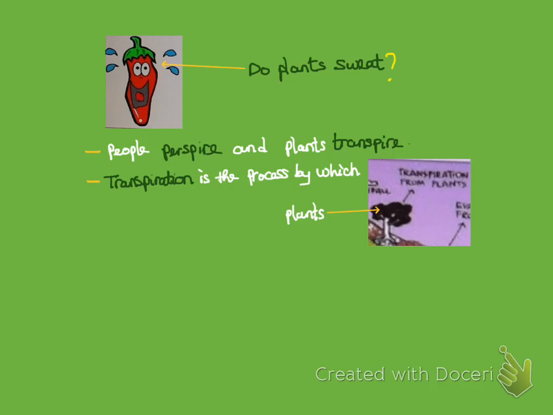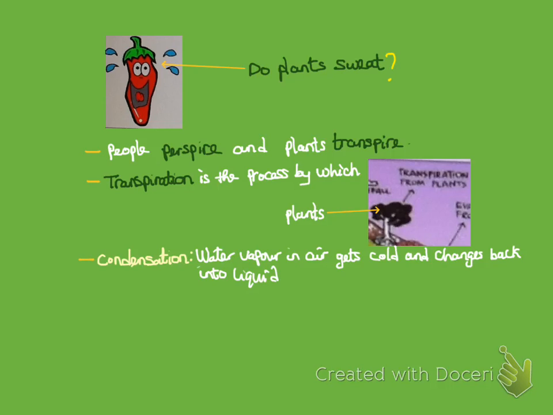The next part of the water cycle we are going to treat is condensation. Condensation is when water vapor in air gets cold and changes back into liquid, forming clouds. This is called condensation. You can see the same sort of thing at home.